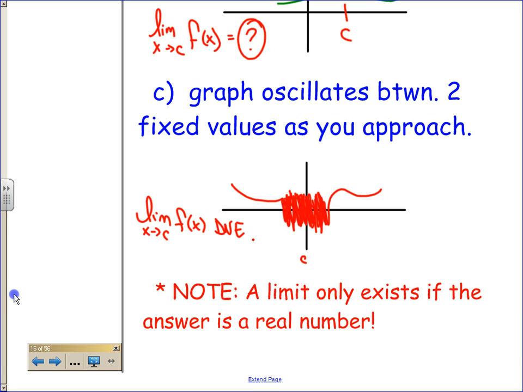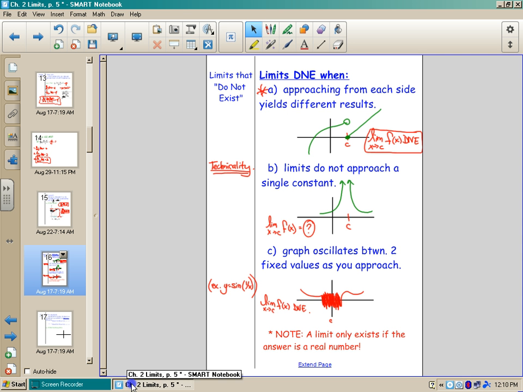Let me give you an example. In your graphing calculators, graph really quickly y equals sine of 1 over x. You might not believe me, or you might not know what it looks like. So go check out y equals sine of 1 over x. Find me the limit as x approaches 0. Do what you can.